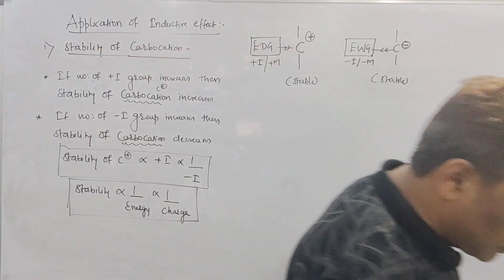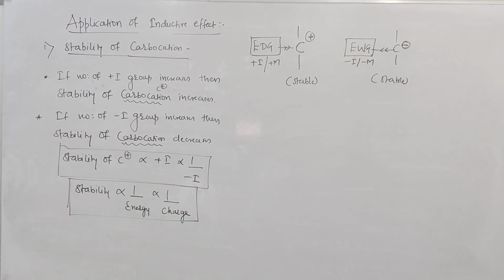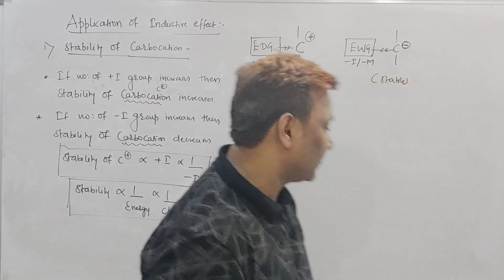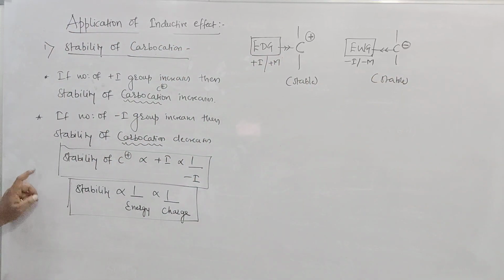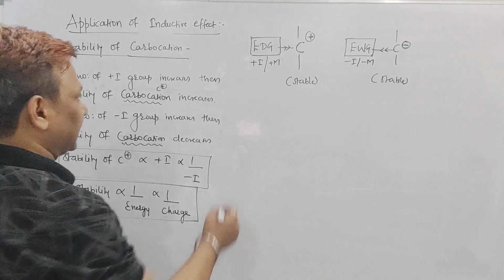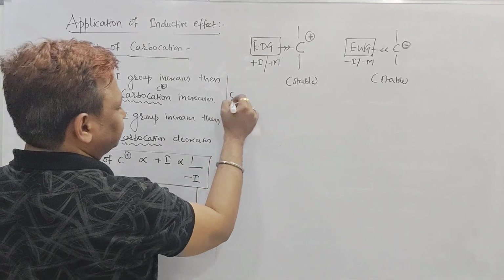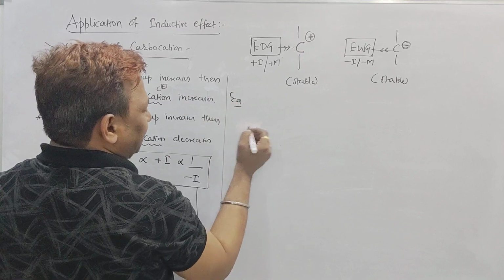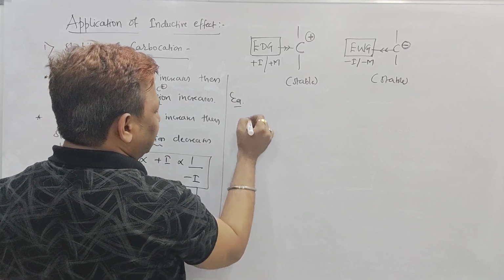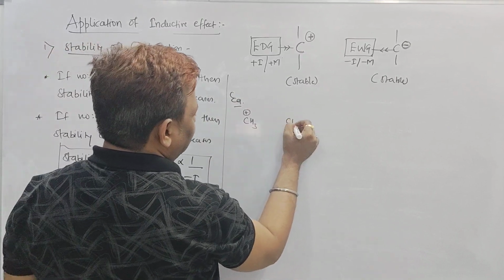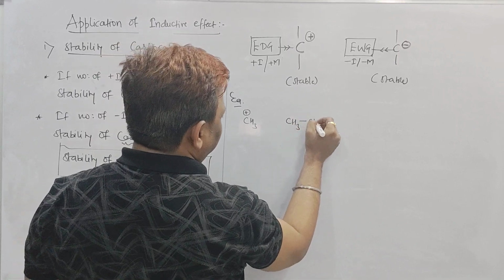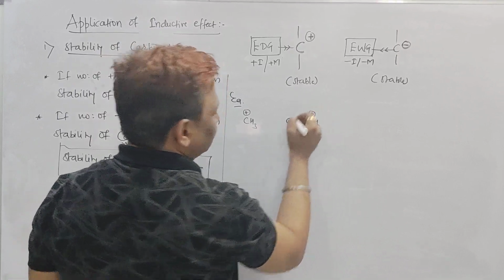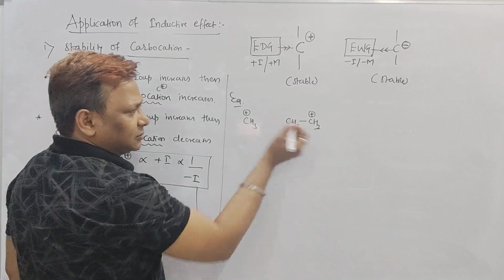I want to give a few examples for this one, of energy changes against stability. Just examples I will show you. Now in this one example we will do. Sir, what is the stability order of the following carbocations? Example number 1: stability order of carbocations CH3 plus, then CH3 CH2 plus. It is a carbocation. This is also a carbocation.